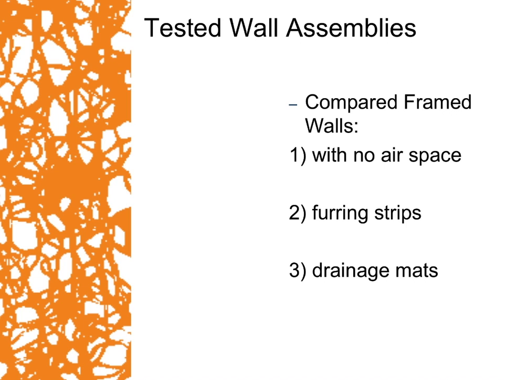The second wall had furring strips, wooden 3/4 inch wood furring strips. So it was OSB sheathing, polymer-based weather barrier, 3/4 inch wood furring strips, and then cement board siding and wood siding placed upon that. And the last wall was with drainage mat. It was a 1/4 inch entangled net drainage mat. So that wall was built as an OSB sheathing, polymer-based weather barrier, the 1/4 inch drainage mat, and then wood siding and cement board siding on top of that.